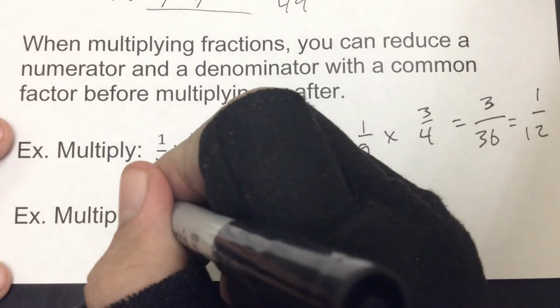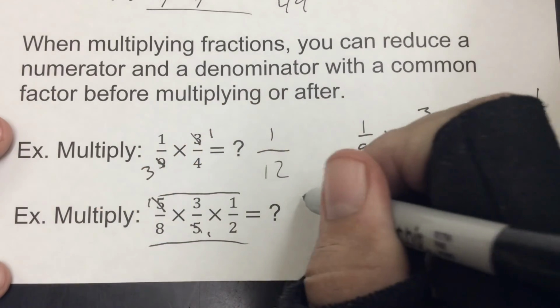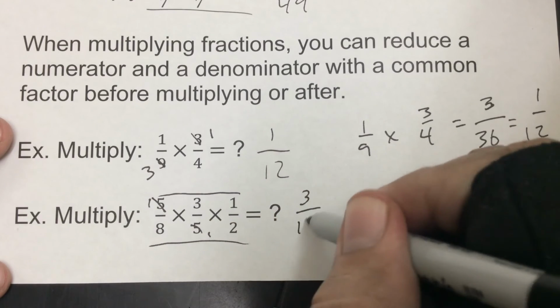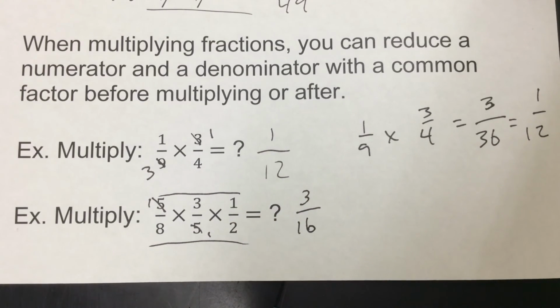So we're going to multiply straight across. 1 times 3 times 1 is 3 on top. 8 times 1 times 2 is 16 on the bottom. And that's as far as you can take it.